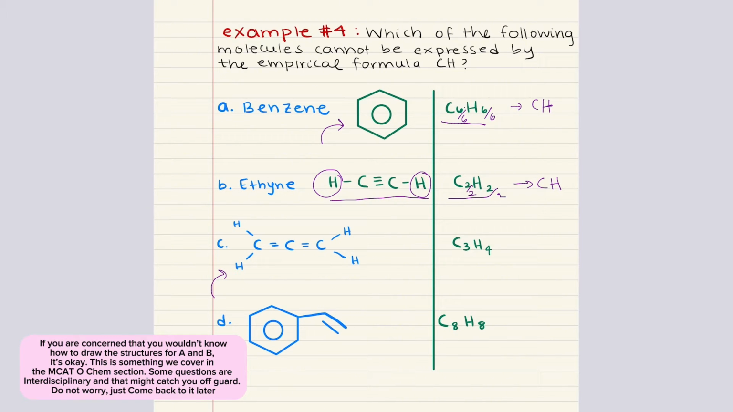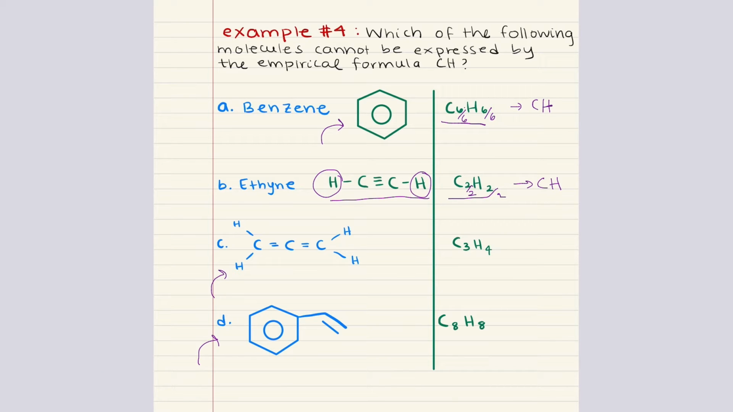Looking at A, C6H6, if you divide each of these numbers by 6, you would get CH. So benzene can be represented by the empirical formula CH, and that's because the carbon and hydrogen atoms are present in a 1-to-1 ratio. If we look at B, C2H2, if we divide each number by 2, we would also get CH. And so again, this molecule can be expressed by the empirical formula CH. And again, it's because carbon and hydrogen atoms are present in a 1-to-1 ratio. C is C3H4. This cannot be simplified further. The molecular formula is the empirical formula. And you notice that the empirical formula is not CH. And that's because here, carbon and hydrogen are not present in a 1-to-1 ratio.